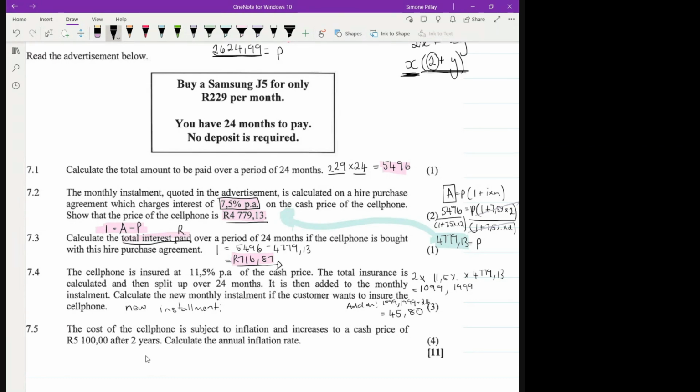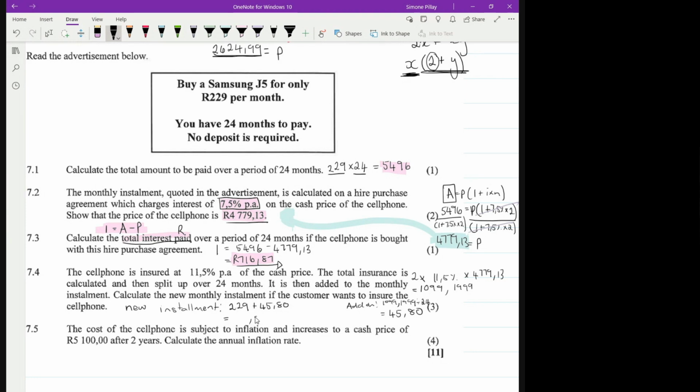Okay. Remember, guys, our installment is going to be what our old installment was, which was the 229 Rand, plus my add on of insurance, which is 45 Rand 80. So let's do this calculation, please, and tell me what it is we are getting.